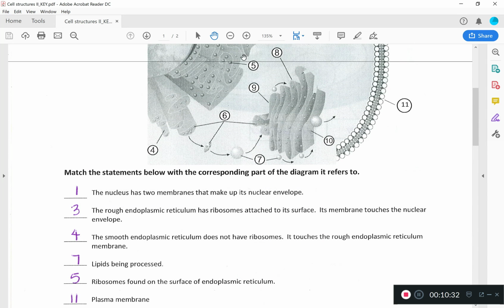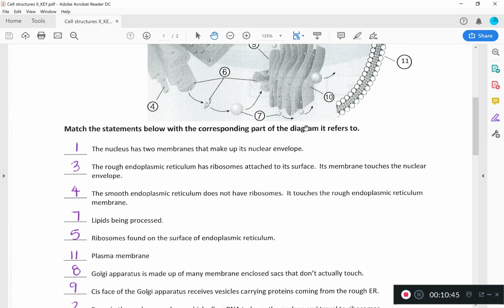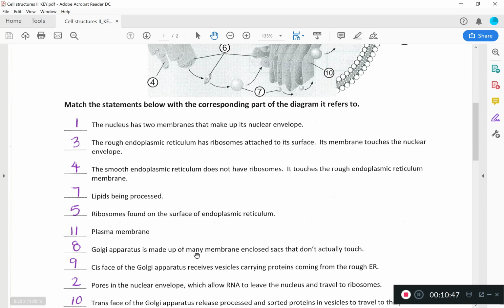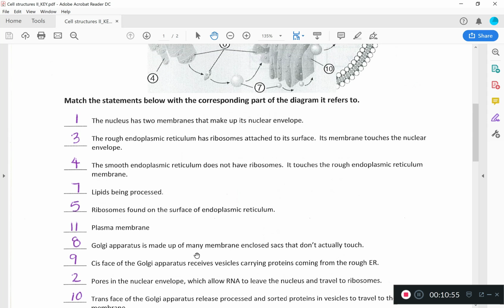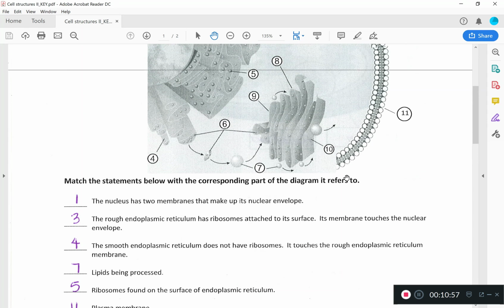So as you see right here, it's traveling to the Golgi apparatus in these vesicles, and then it arrives at the Golgi apparatus, and this is where lipids are processed. And then from there, the Golgi apparatus will determine what is going to go in and what is going to go out of the cell. So depending on that, it will determine if something is going to travel to the plasma membrane or if it's going to stay within the cell.